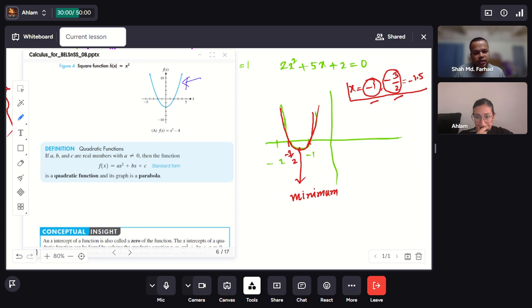And this point is basically called the vertex point. It will be a minimum if the graph is U shaped, and if the graph is the opposite of U, then at the vertex point we will get the maximum value, right? This point is called the vertex point.